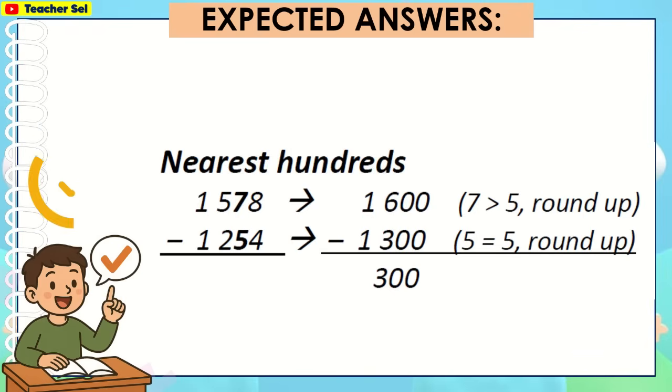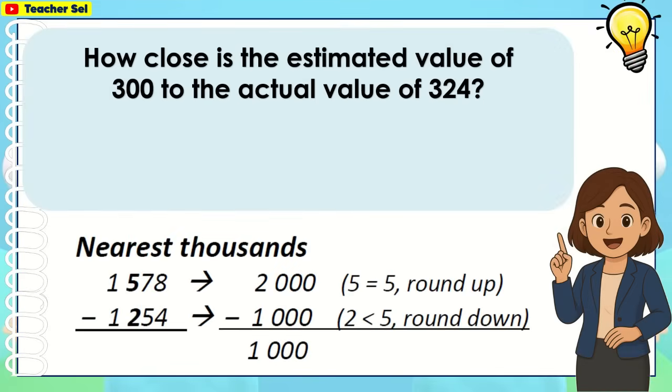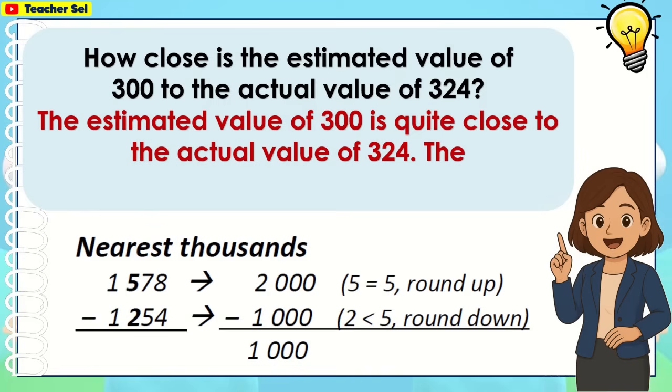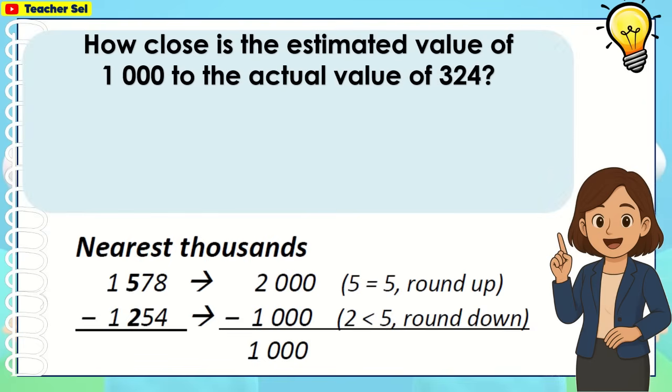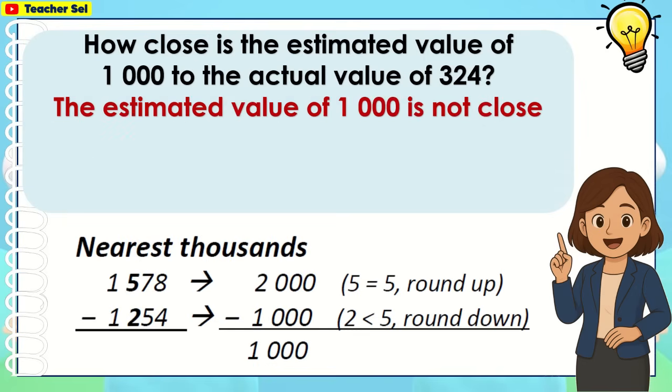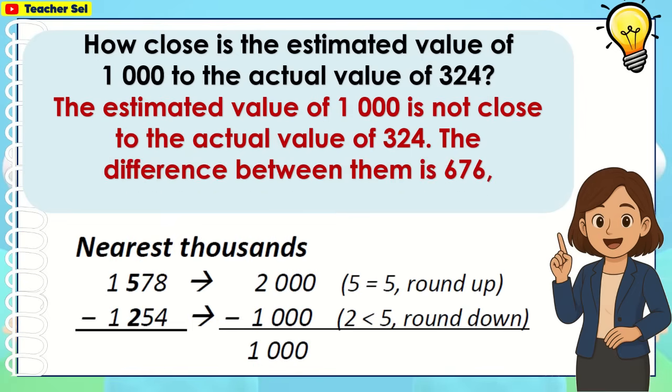Here are the expected answers for nearest hundreds. How close is the estimated value of 300 to the actual value of 324? The estimated value of 300 is quite close to the actual value of 324. The difference between them is only 24. How close is the estimated value of 1000 to the actual value of 324? The estimated value of 1000 is not close to the actual value of 324. The difference between them is 676, which is quite large.